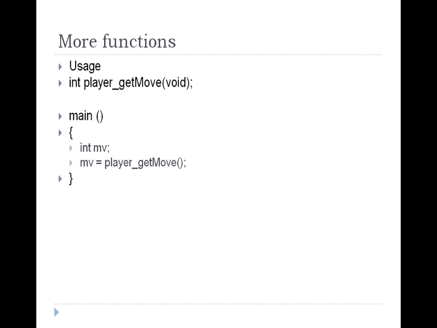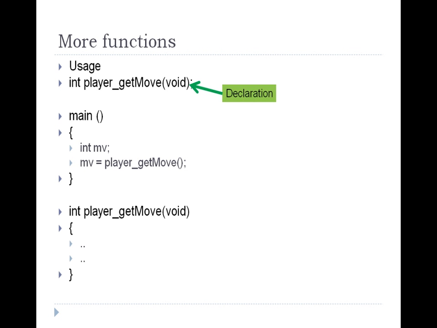Now this is the usage that I have shown over here. It's very much similar to what we discussed last time. This is the declaration, the first part, and if you look at the second part, it is the usage. Now player get move returns an integer type, and we can store that return value in move by saying move is equal to player get move.